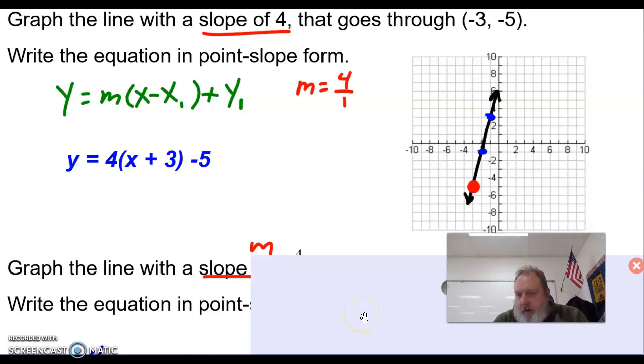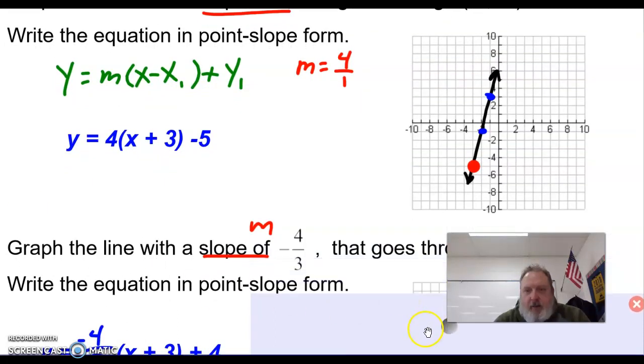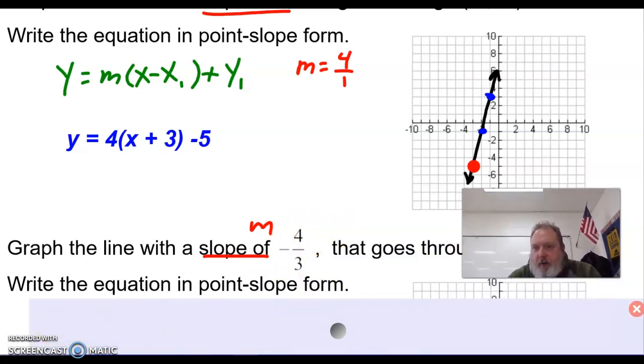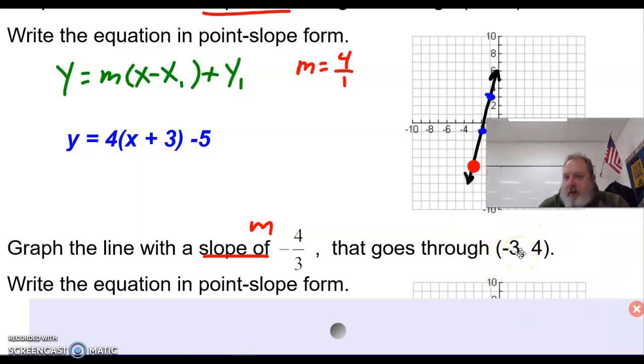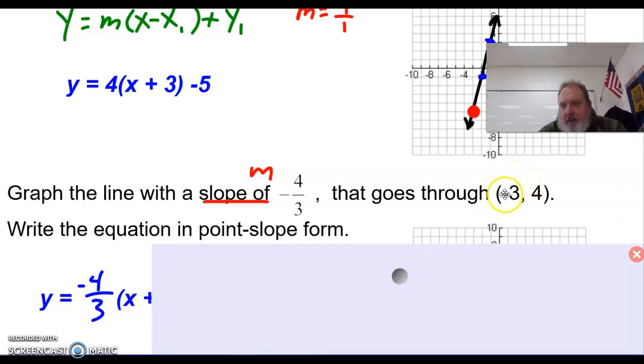One more example today, then we'll be done with your notes. Same idea, we're going to graph a line with the given slope and given point. So we have a slope of -4/3. We have a point of -3, 4. So when we write our equation, y is going to equal -4/3, and then we are going to have x minus this 3, so that's going to be x plus 3, and our 4 goes at the end, so plus 4.